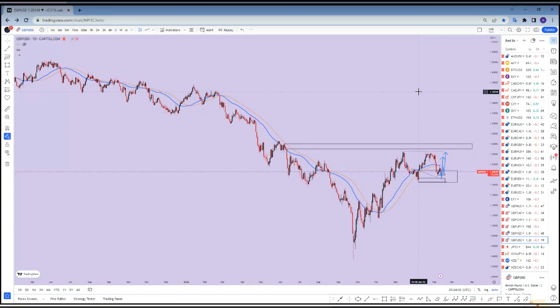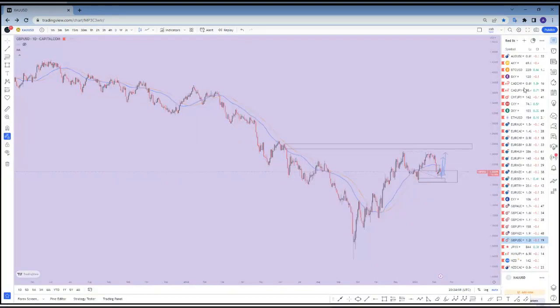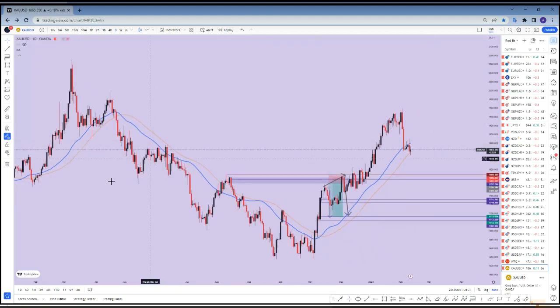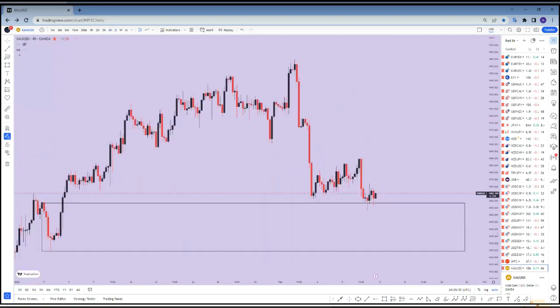All right, so coming to your requests now. This is gold. Let me run through the setup. This is the daily time frame. This is our demand zone. Let's refine that a bit further.